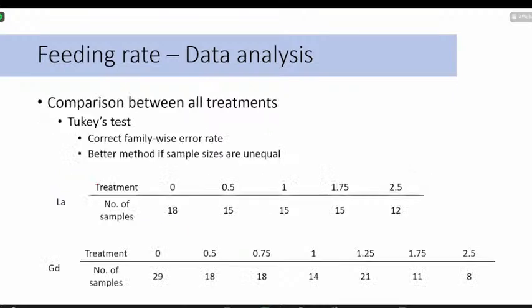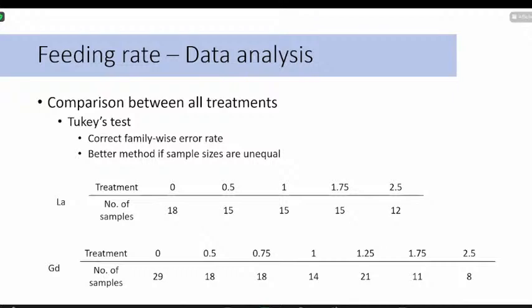To compare the data, in this case, I used a Tukey test, which corrects the family-wise error rate. This means that when you have multiple comparisons, you increase the probability of getting a type 1 error. This is a false positive, so you need to correct your p-values. And it's also a better method if you have unequal sample sizes.